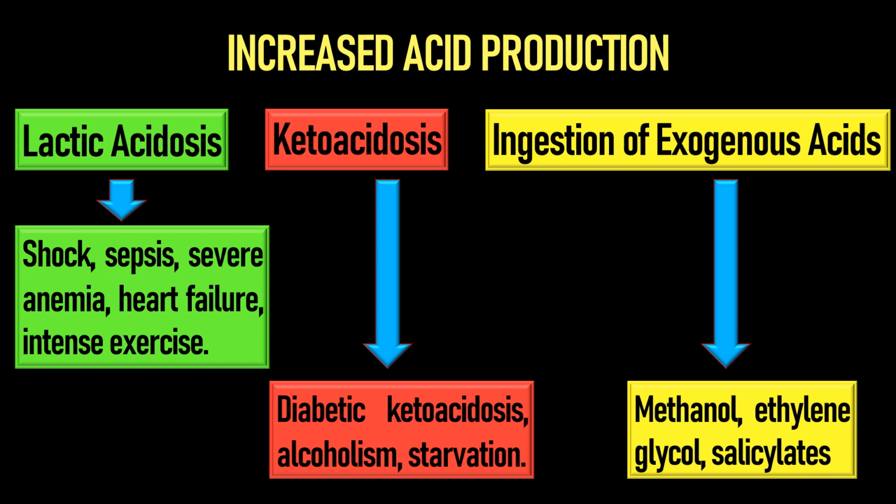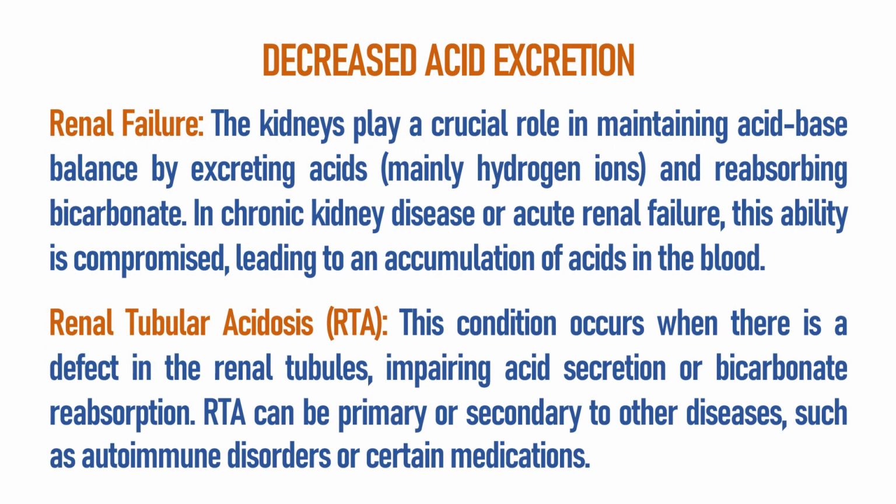Ingestion of exogenous acids can cause acidosis. Substances like methanol, ethylene glycol, or salicylates can metabolize into acids, thereby causing metabolic acidosis. Decreased acid excretion can be a reason for acidosis. Renal failure and renal tubular acidosis are notable examples.